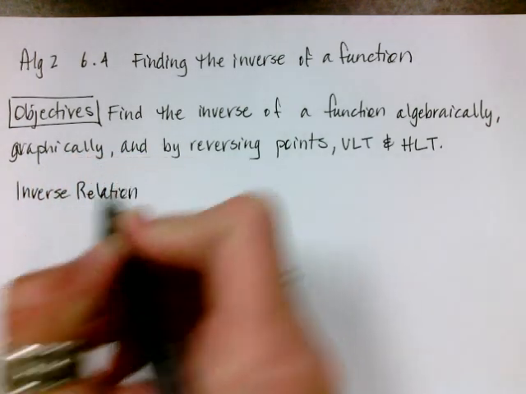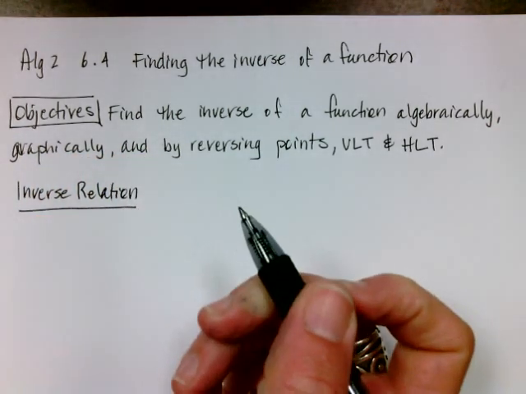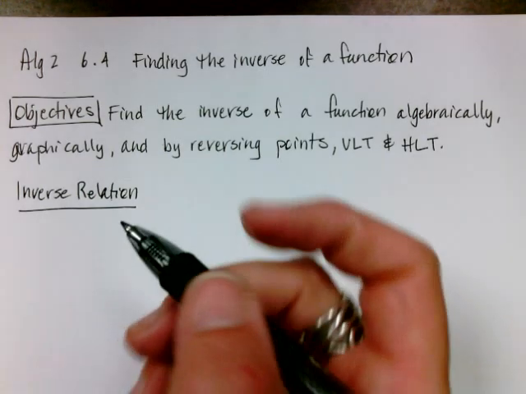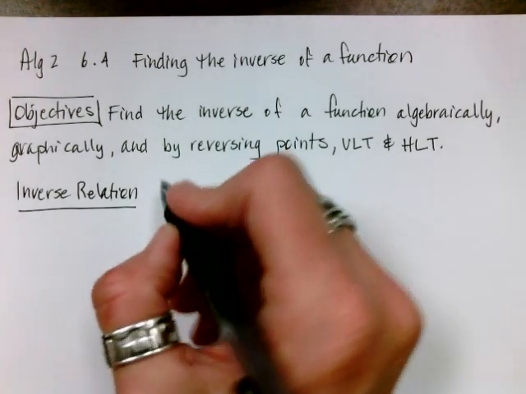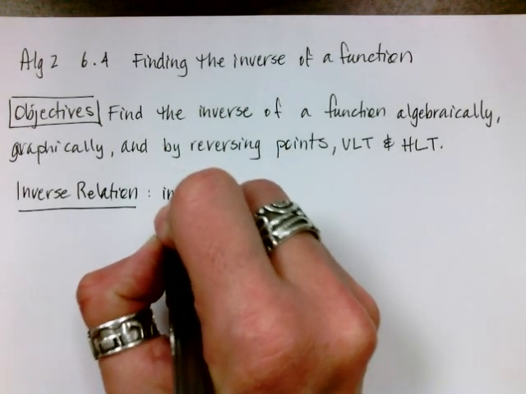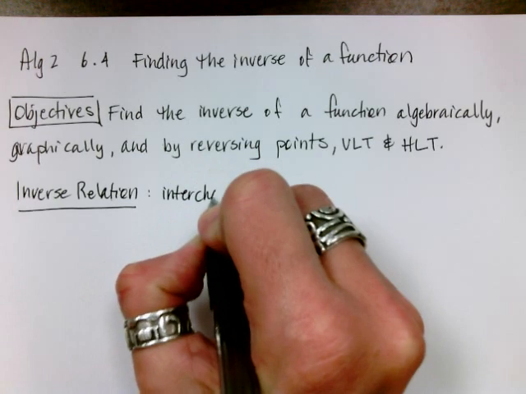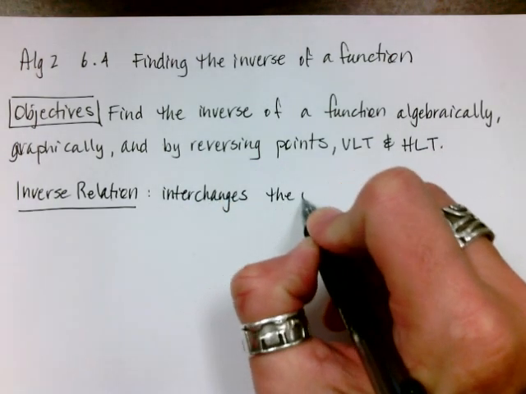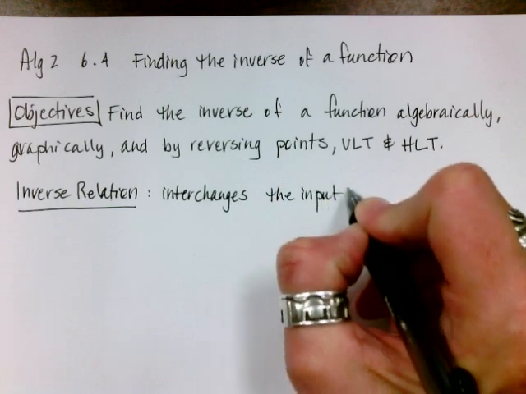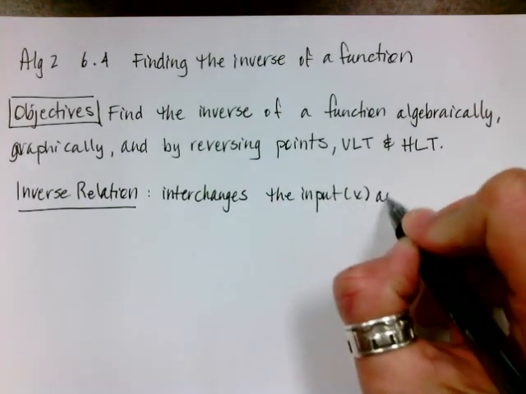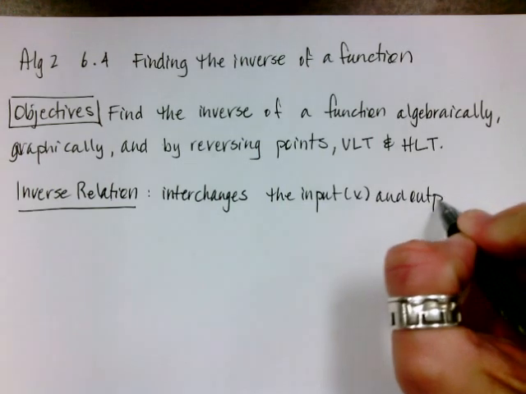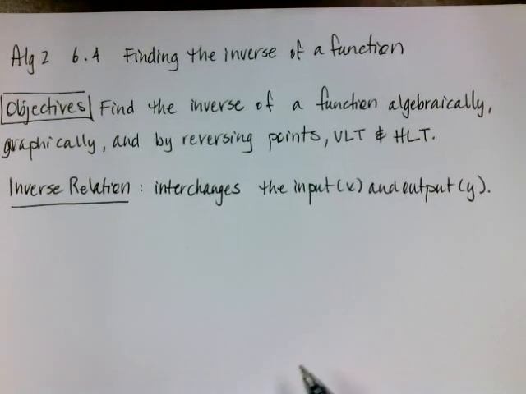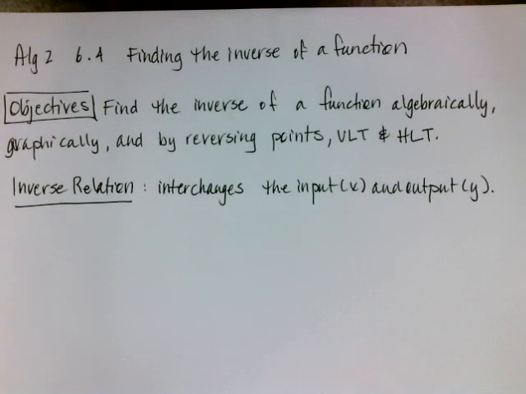All right, so let's start off by defining what an inverse relation is. If you'll remember, a relation is a set of points that create some type of image. So there's our inverse relation. The definition is that it interchanges the input, which is x, and the output, which is y. So it's going to interchange those two values.